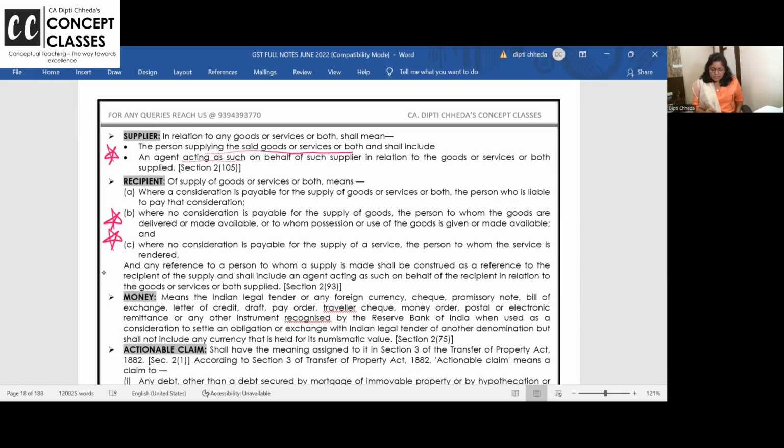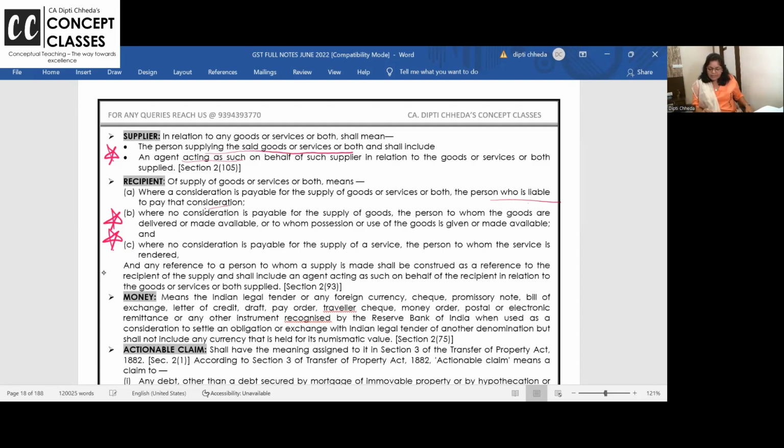Recipient is the person, where a consideration is payable for supply of goods or services, who is liable to pay the consideration. I have rendered teaching service to you. You are liable to pay me fees. You are the recipient. Recipient is where consideration is payable against supply of goods or service. So the person who is liable to pay the consideration is a recipient.